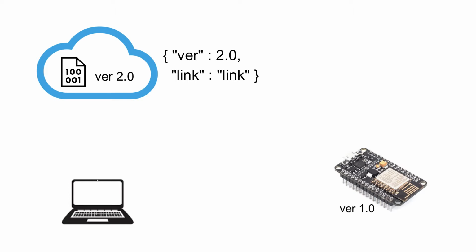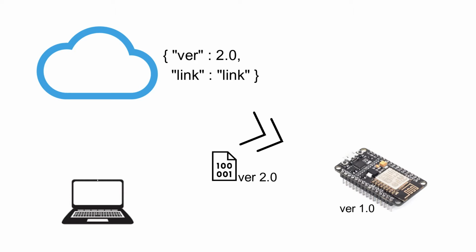The ESP will check the file multiple times a day. If the version on the JSON file which is on the website is greater than the current version, then it will download the code using the link given in the JSON file. Else, it will do nothing.